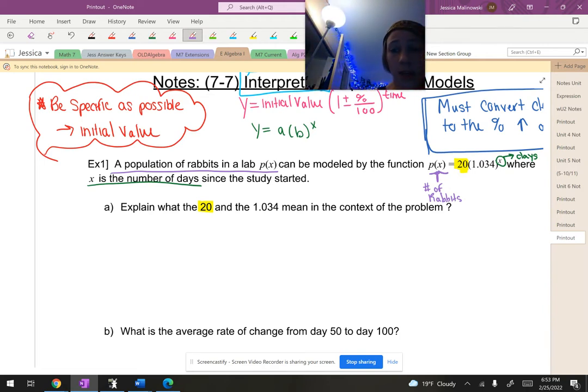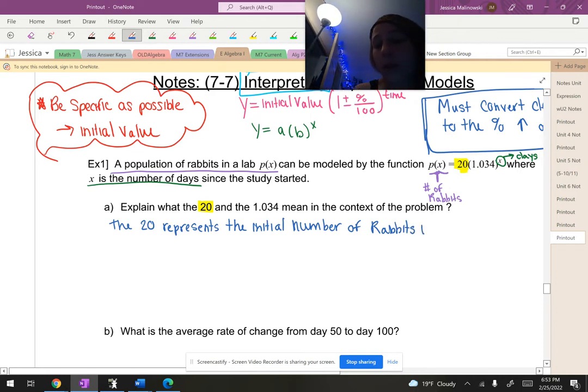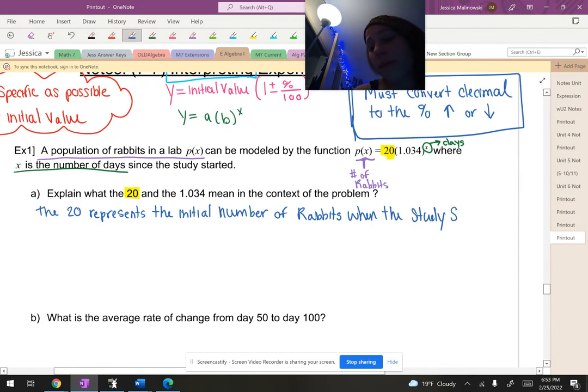So, let's go with blue. The 20 represents the initial number of rabbits when the study started.